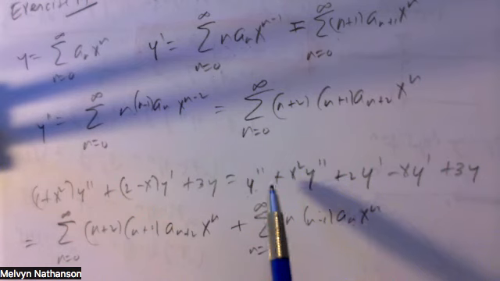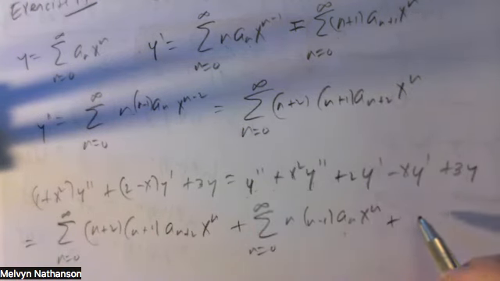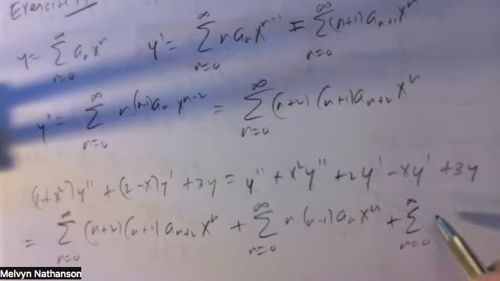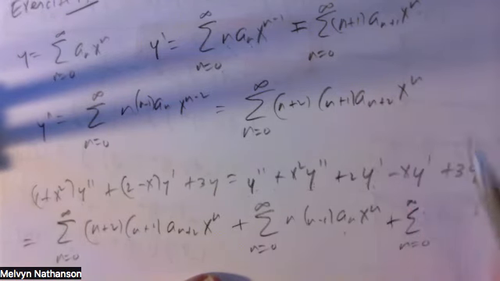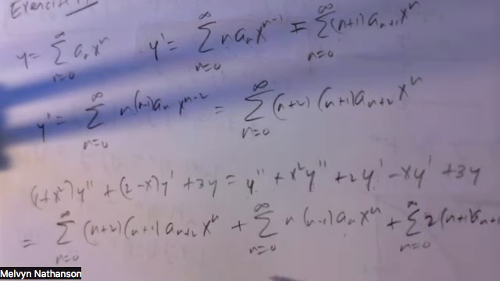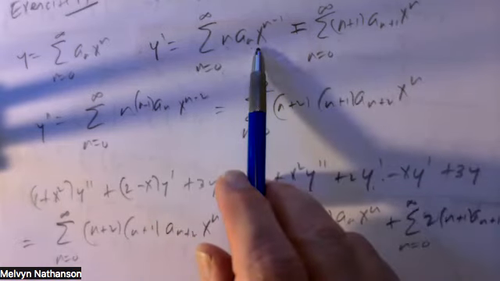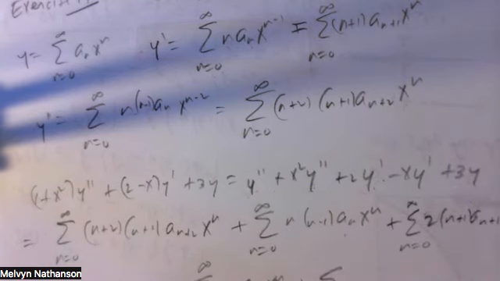I'm multiplying y double prime by x squared, and that makes this x to the n. Then 2y prime: I'm going to use this expression, so 2y prime is summation, n from 0 to infinity, 2(n plus 1) a sub n plus 1 x to the n, minus x y prime. Now, if I take this expression for y prime and multiply by x, x times x to the n minus 1 is x to the n. So this is minus summation, n from 0 to infinity, n a n x to the n, plus 3y. So this is just summation 3 a n x to the n, n from 0 to infinity.